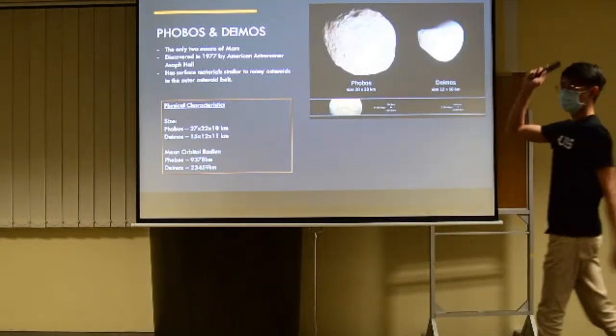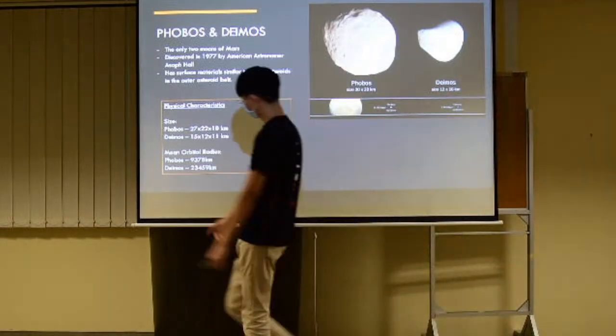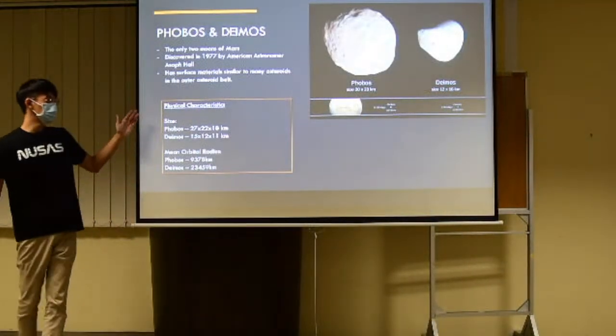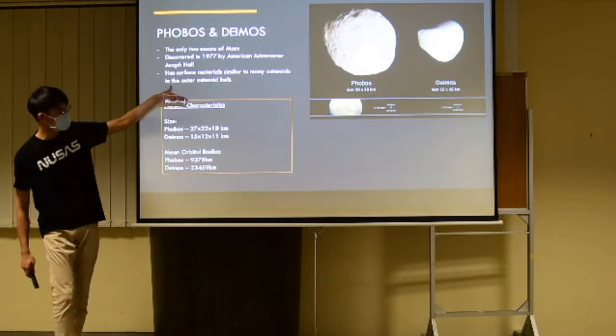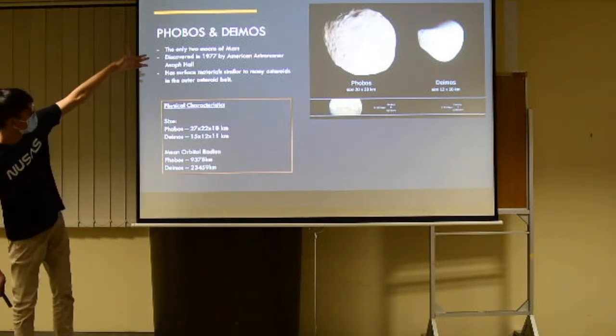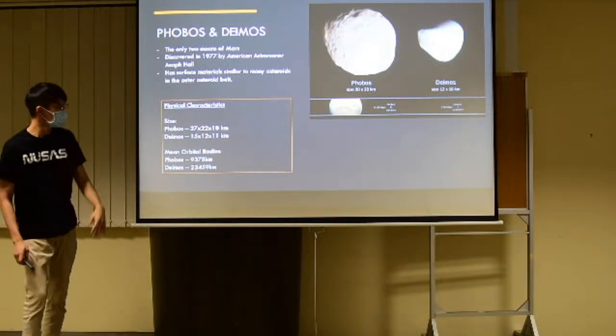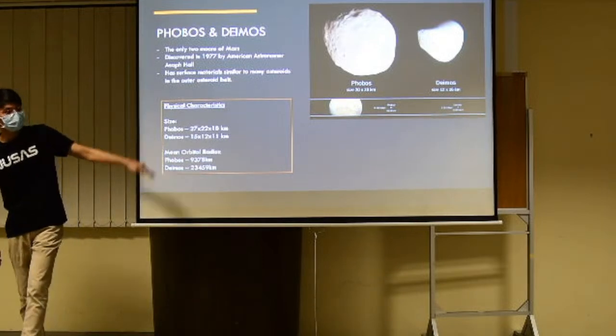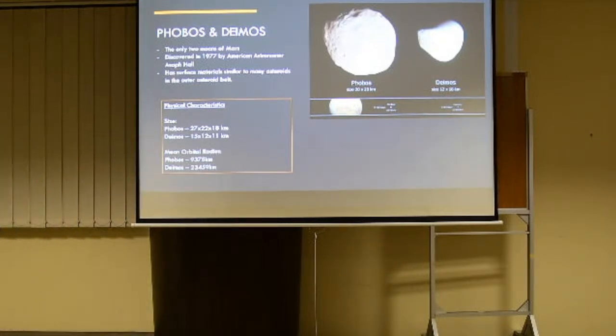And if you take a look at their sizes, they are very, very small. 27 by 22 by 18, that would be Phobos over there, the last one. Deimos is 15 by 12 by 11, the smaller one. So the fact that they are small, and the fact that their surface material is commonly associated with asteroids, this lends credit to one of the theories of moon formation that I mentioned earlier.